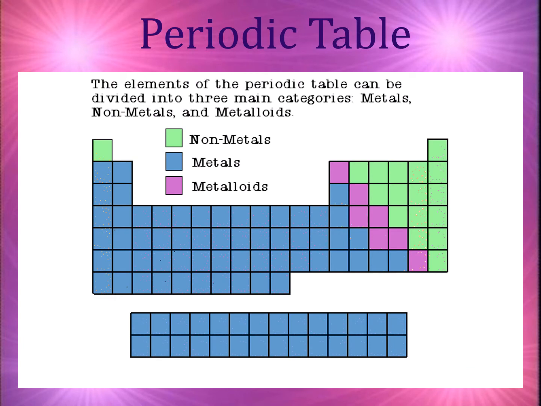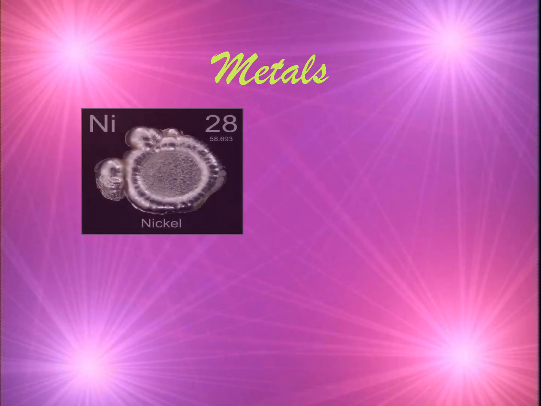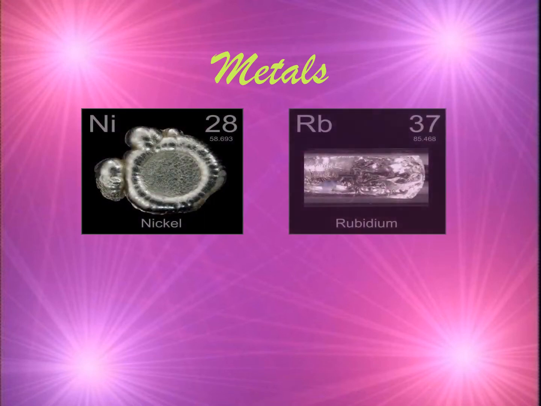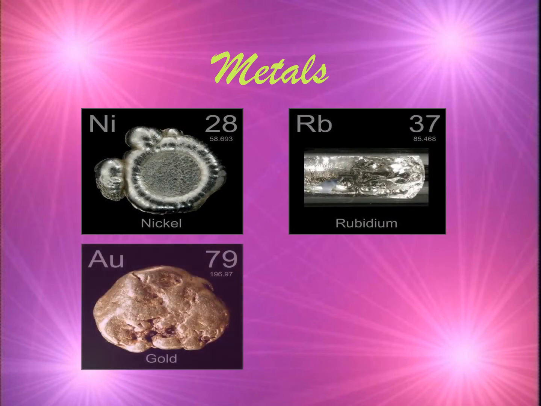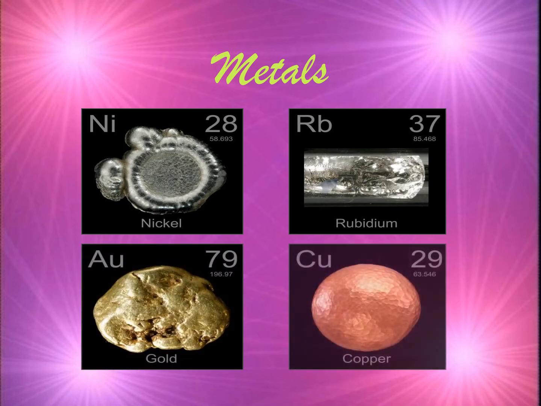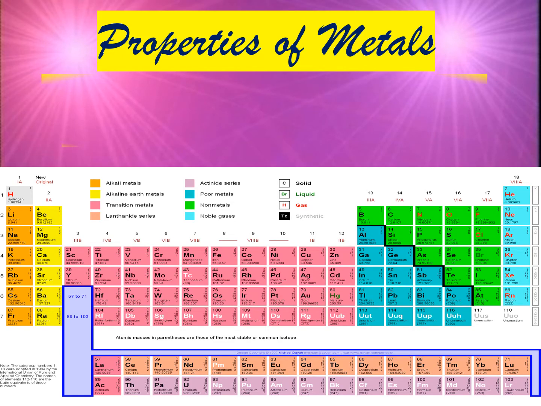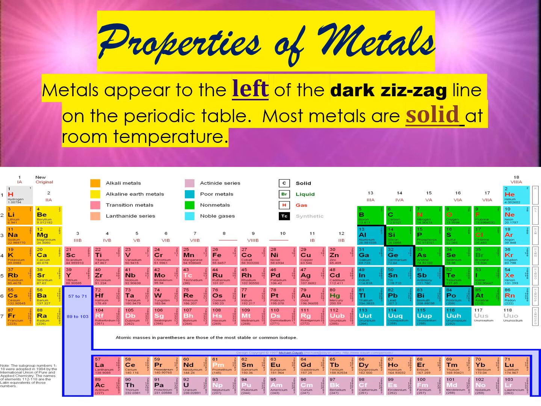The periodic table has three main categories: the metals, the nonmetals, and the metalloids. Here are examples of metals: nickel, rubidium, gold, and copper. Properties of metals. Metals appear to the left of the dark zigzag line on the periodic table. Most metals are solid at room temperature.